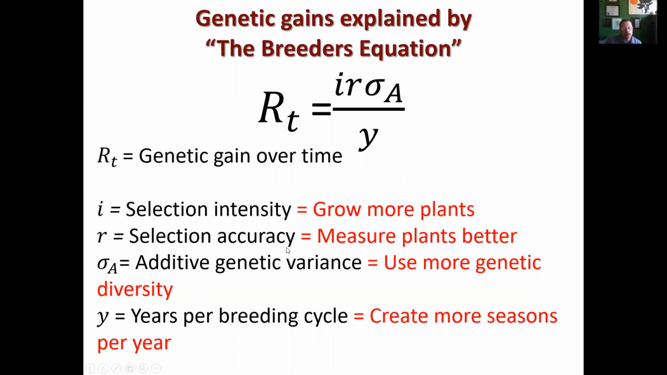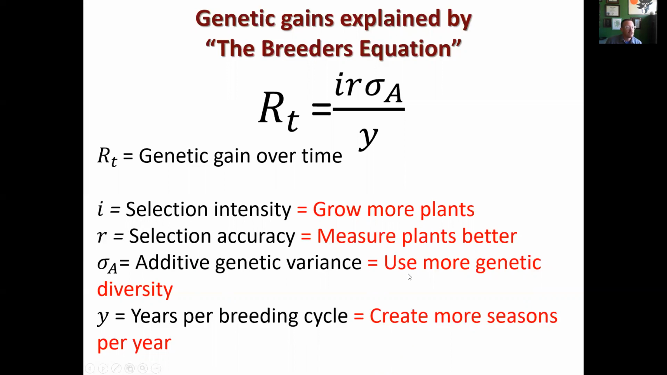Selection accuracy, we need to measure our plants better. Now, for a long time, people believed that genetic tools would help measure plants better. It would help break down some of that variation and allow us to have discrete units we can select on. And we'll cover whether or not that's really been all that true or useful.